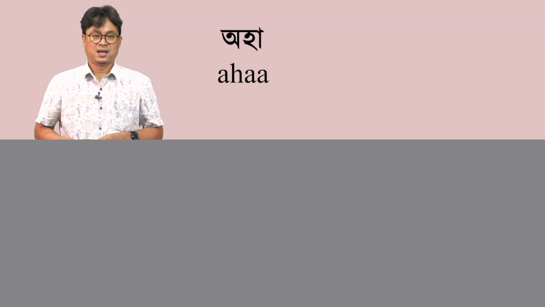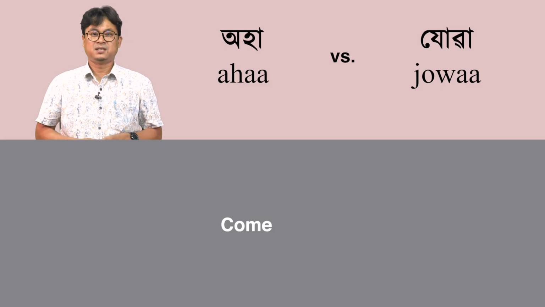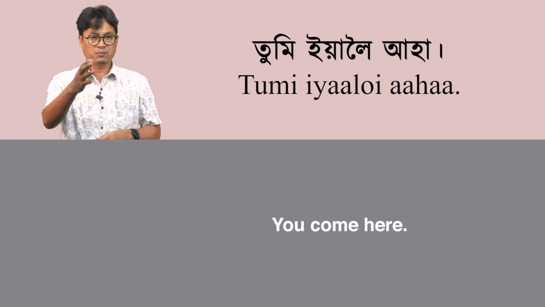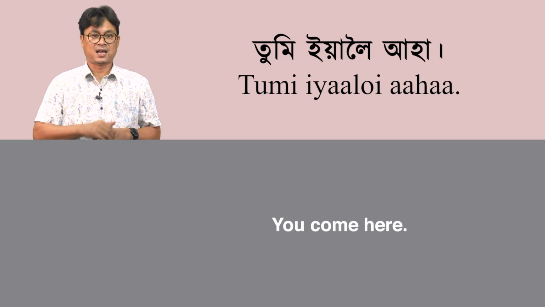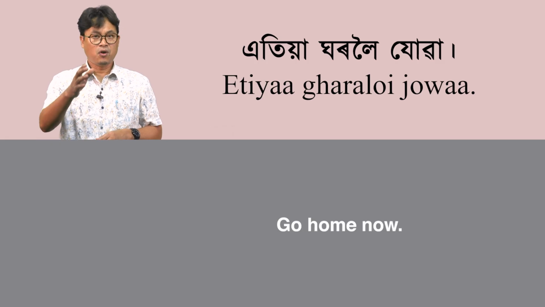Coming to the antonyms among verbs, verbs express action, process, movement, or state, and many verbs naturally occur in opposite pairs. For example, oha means come versus zoa. Zoa means go. These indicate opposite directions of movement. For example, tumi ialoi aha, which literally means you come here. And etia ghoroloi jua. That means go home now.